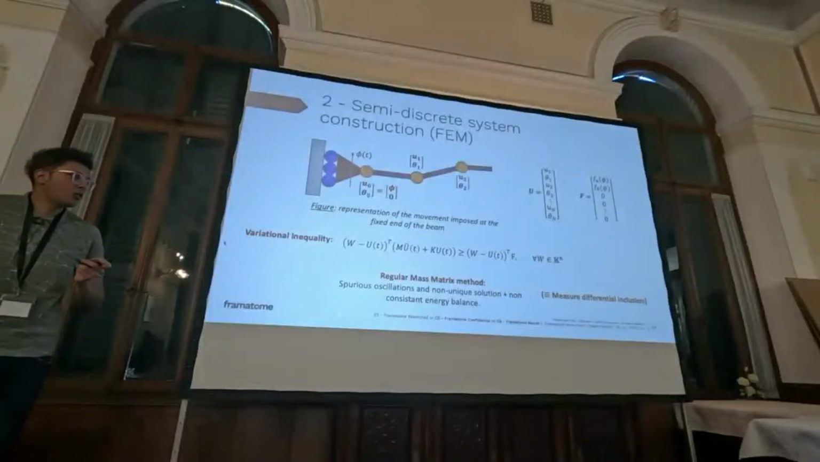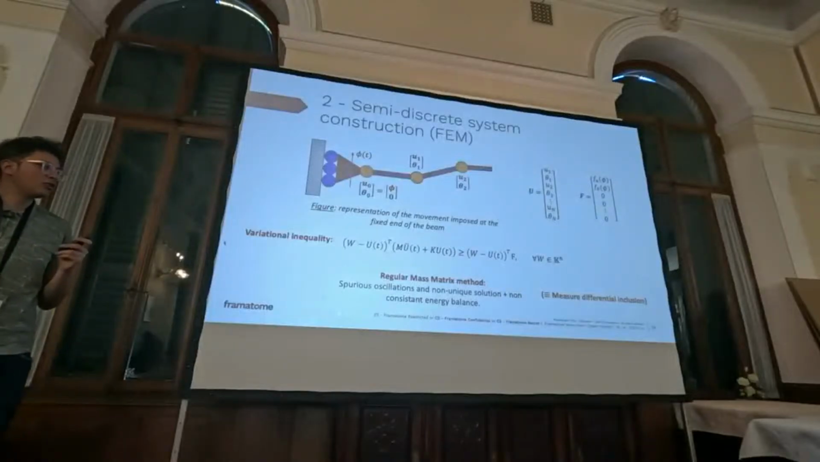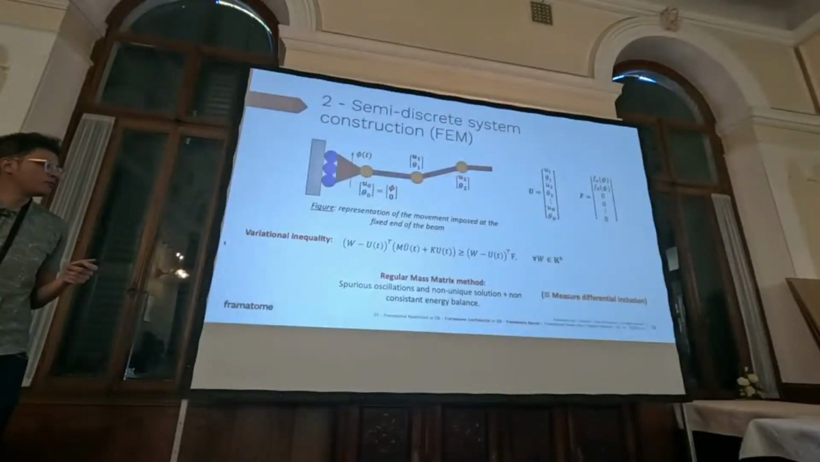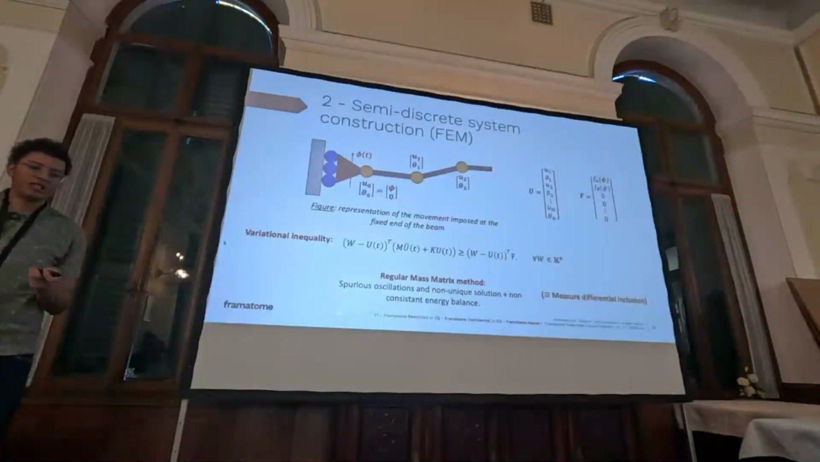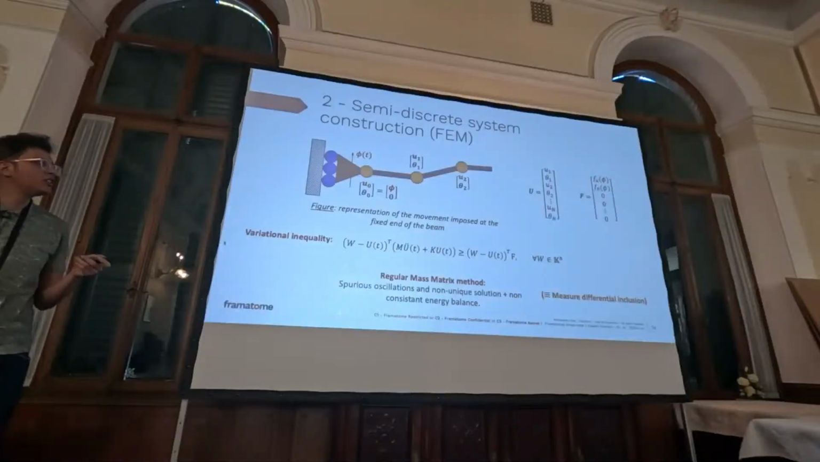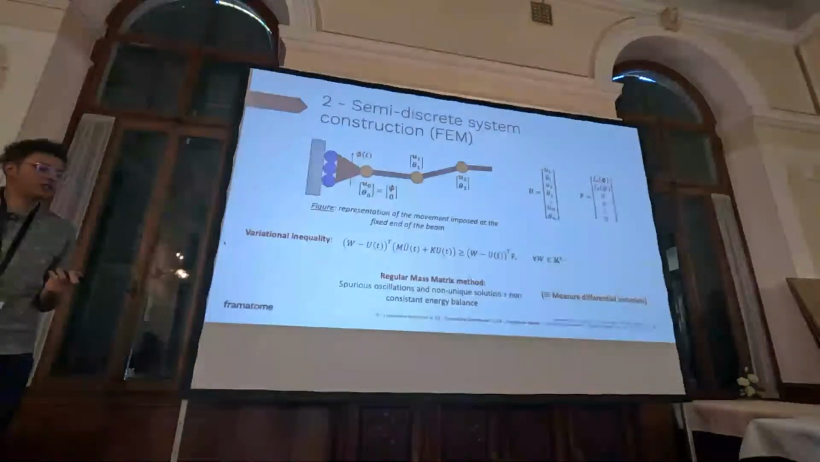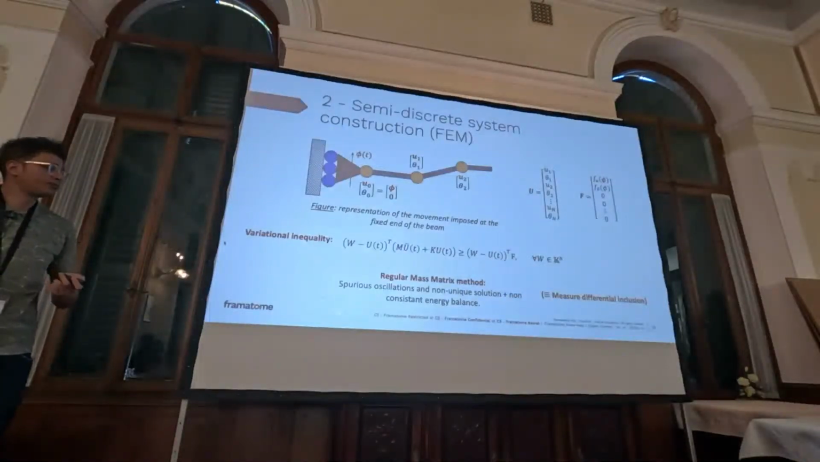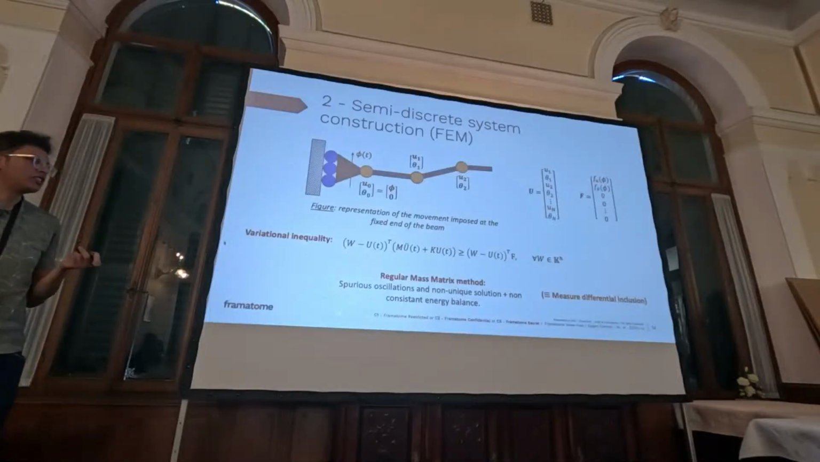And if we use a classical discretization, what we have defined is a measure differential inclusion, when we have a regular mass matrix method. That model has been proven to have unphysical oscillations and a non-unique solution mathematically. So the problem is ill-posed, and there is a non-consistent energy balance that arises from it.